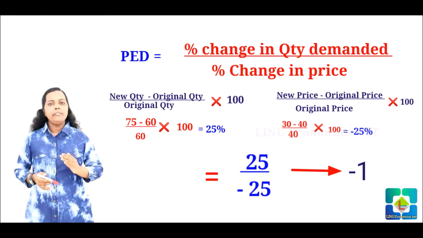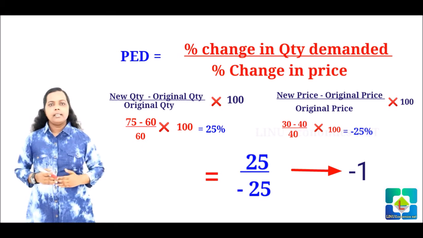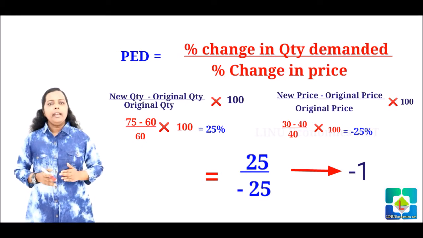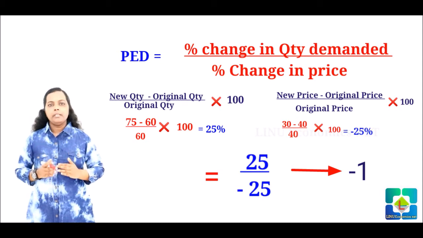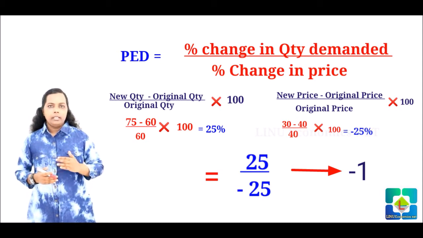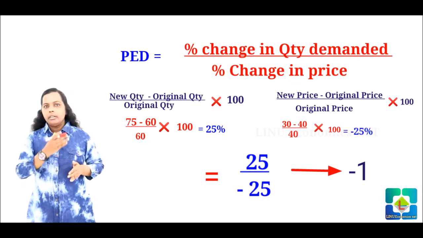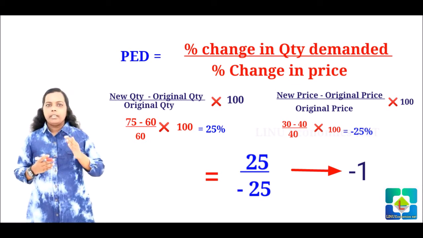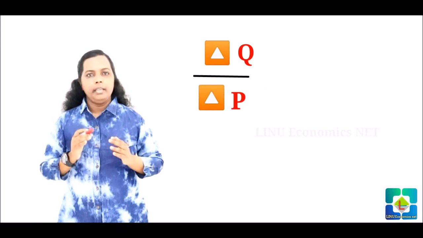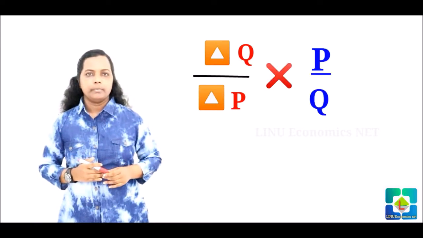There is an easy way to calculate price elasticity of demand other than these steps. It would be helpful when we are doing multiple choice questions. When there is a multiple choice question, it is very difficult for us to do all these steps one by one. It is better to learn the easy way too. That equation is delta Q by delta P into P by Q.